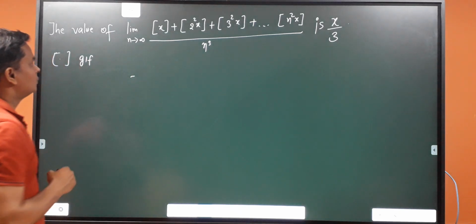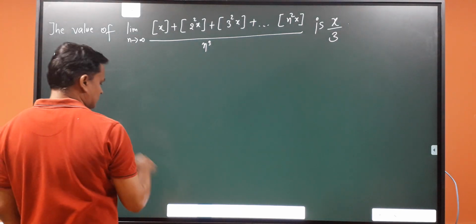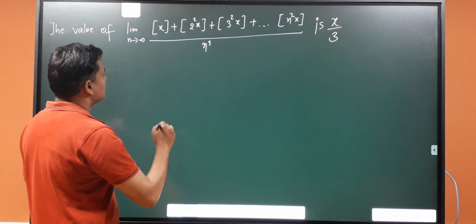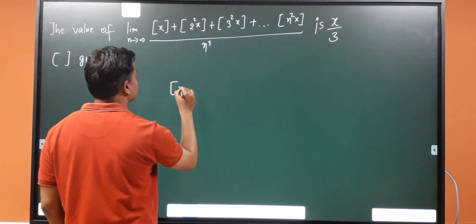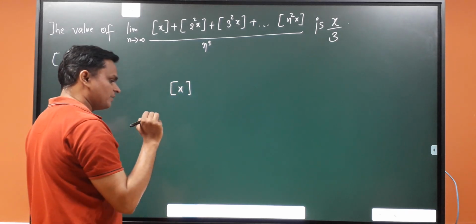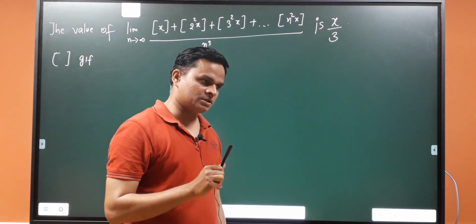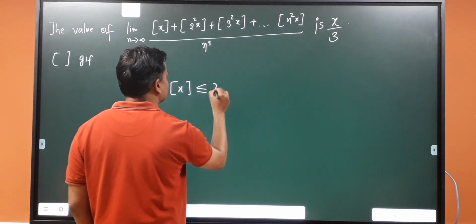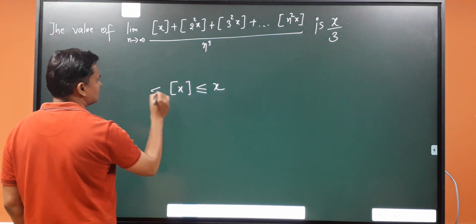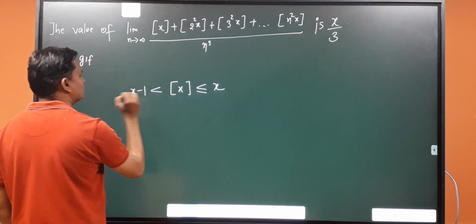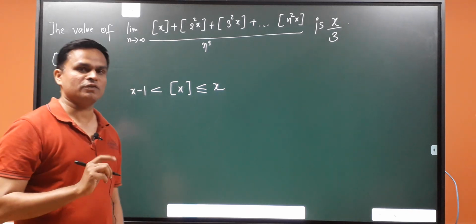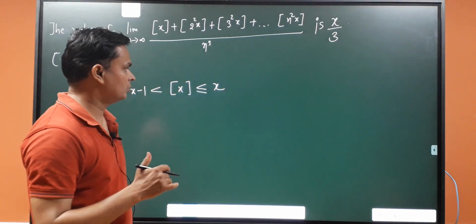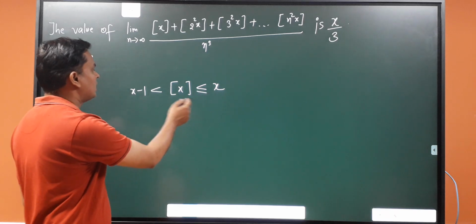So think of this like this. Let us start from very scratch and write what greatest integer function of x means. Greatest integer function of x, the definition is greatest integer less than or equal to x. That means I can write it less than or equal to x and greater than x minus 1. This is the definition of greatest integer function.